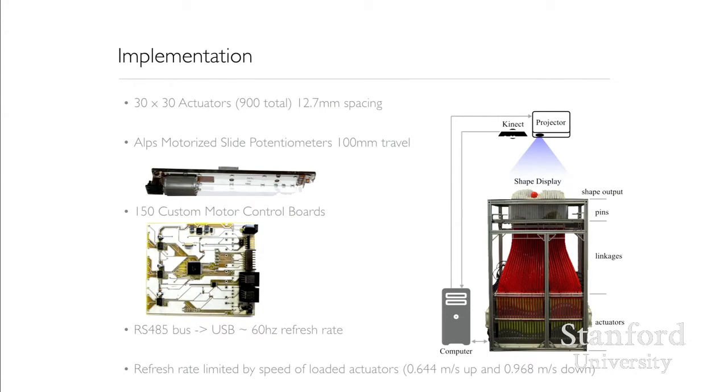And so yeah, as I mentioned, there are 900 actuators, and we ended up using these ALPS motorized slide potentiometers for the actuators because they're inexpensive, but you can also backdrive them, and they're very robust.